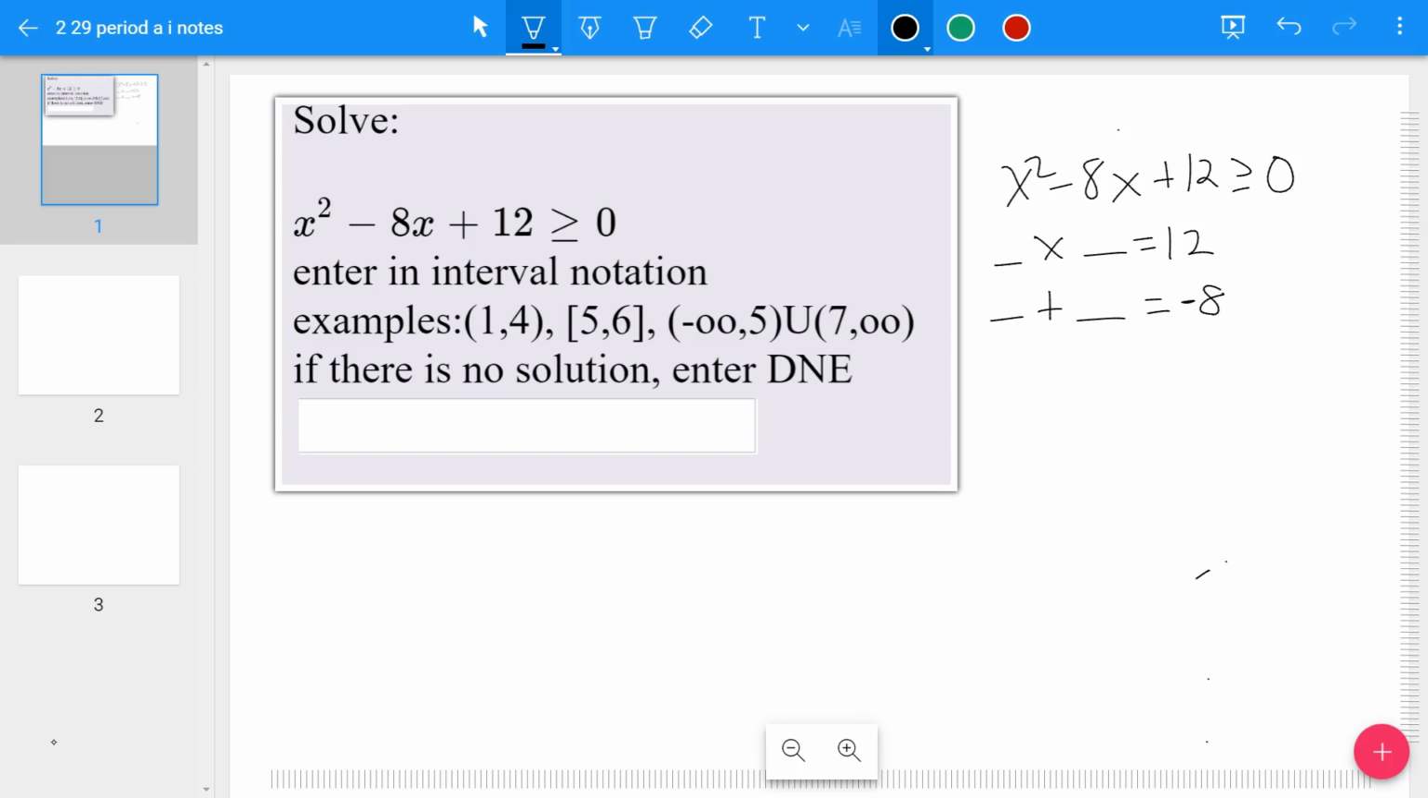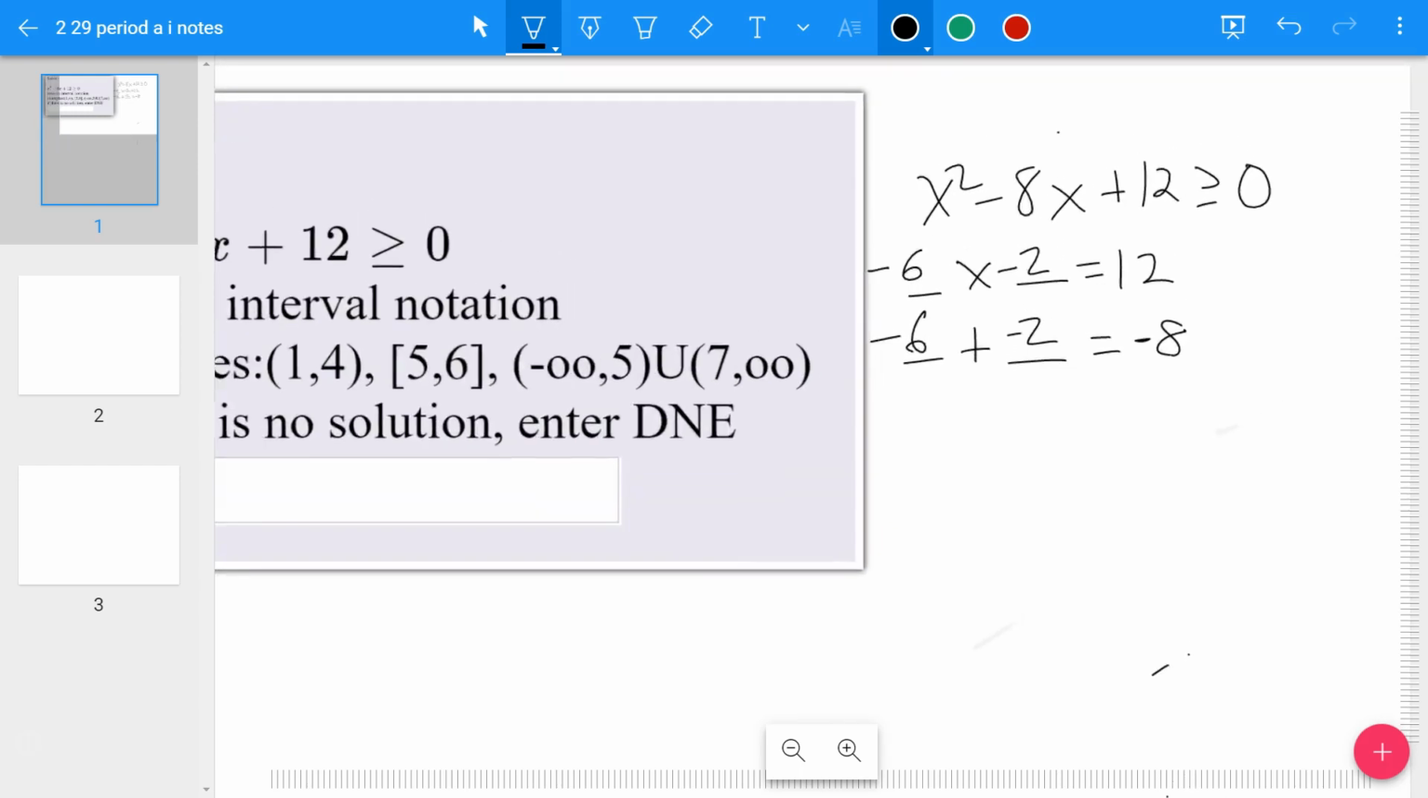For example, I might say 6 and 2. 6 times 2 is 12. But the problem is that 6 plus 2 is not negative 8. So that tells you the signs are not correct. So for example, make this negative and this negative. Negative 6 times negative 2 is positive 12. And then negative 6 plus negative 2 is negative 8.